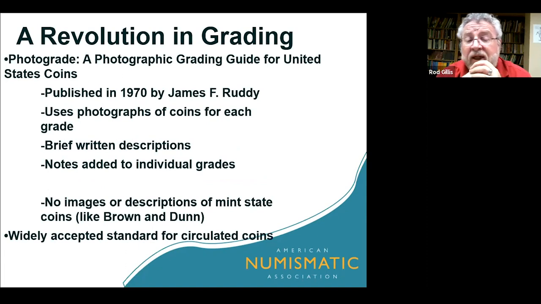And then James Ruddy came out with a landmark book, Photograde, a photographic grading guide for United States coins, published in 1970. He uses photographs of coins for each grade and includes a brief written description. No images or description of mint state coins, though, like in Brown and Dunn. This was the widely accepted standard for circulated coins for a very, very long time.